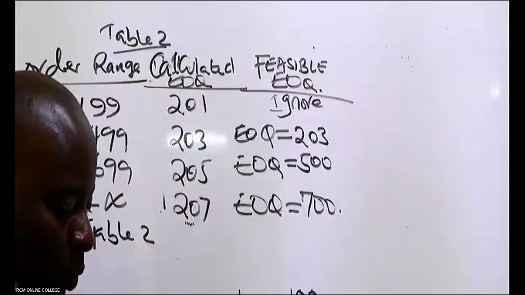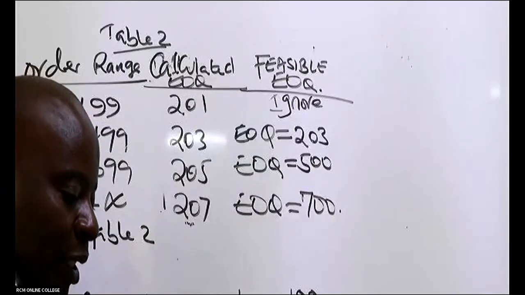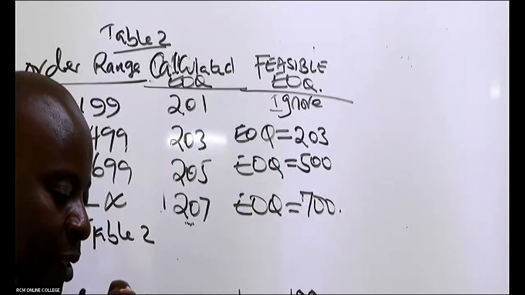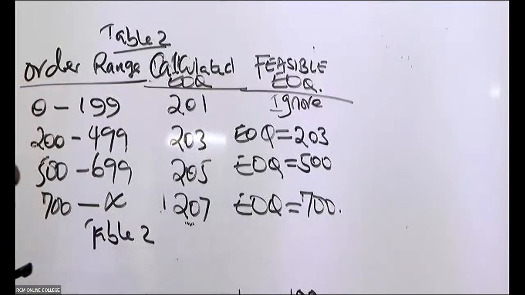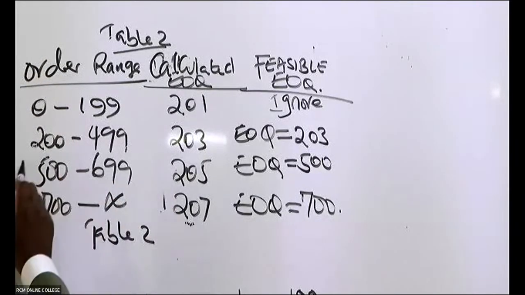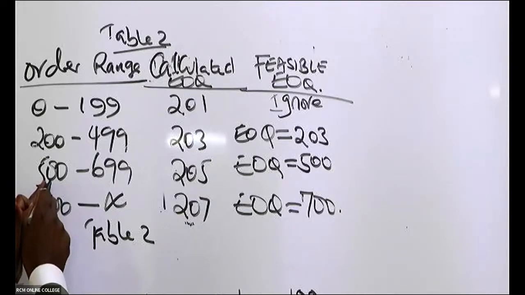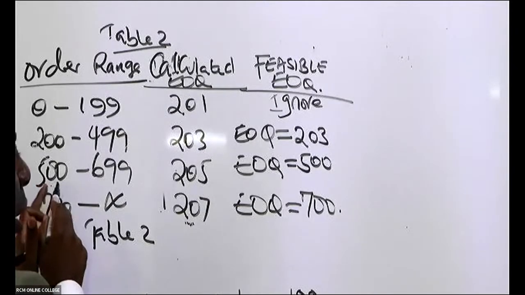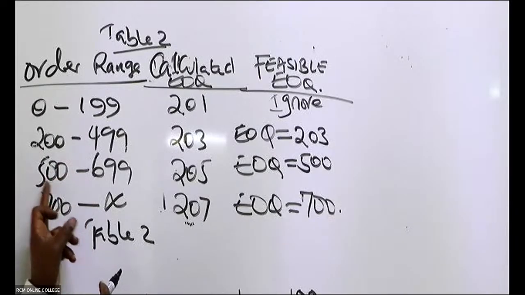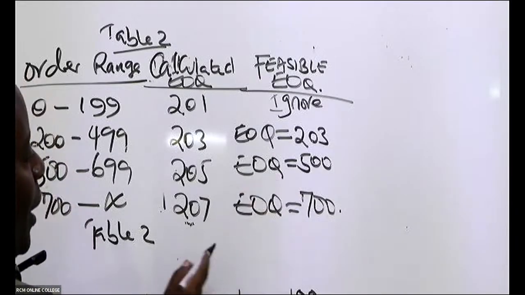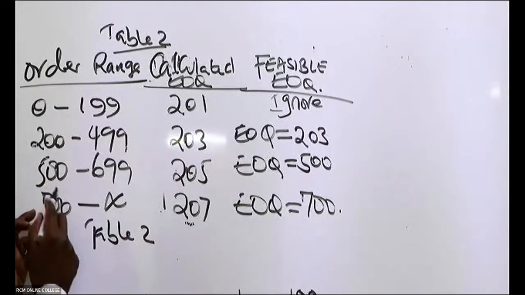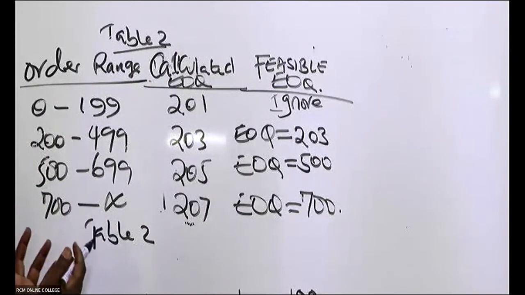And then we have been told, ladies and gentlemen, whenever the EOQ you calculated is less, like now this 205 is less than the 500 here, it's the concept of dwarfism. If it's a dwarf, the feasible one will be the smallest number here. We simply uplift that dwarf to reach here, so the EOQ will be 500. Like now 207 is less than the lowest here, so the dwarfism concept applies, and the EOQ will be 700.